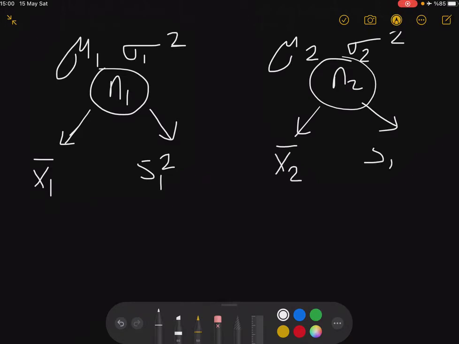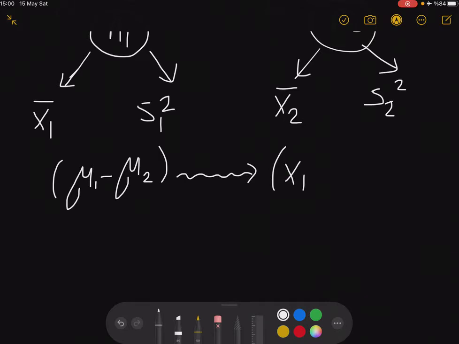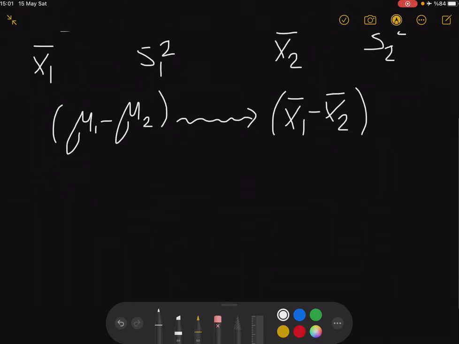So you will have S2 square here. That's the idea. These are coming from the samples. And what we're curious about is the estimation of difference between two means. So what we're seeking is μ1 minus μ2 here. This will be estimated best with x1 minus x2. So we can say that this one is the estimator, right? Like in our archer and bow analogy, this is the bow, right?